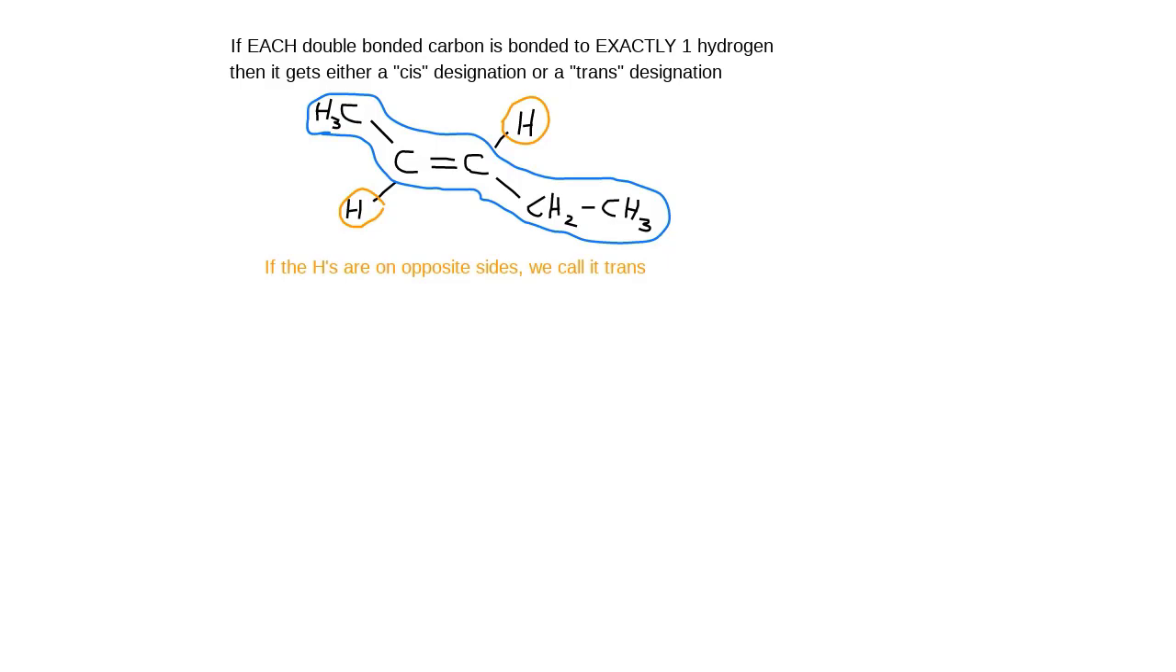So this molecule up here would be referred to as trans-2-pentene. It's pentene because it's 5 carbons. I have 1, 2, 3, 4, and 5. I start numbering from the side closest to the double bond, and the double bond is between carbons 2 and 3, so I'll say this is trans-2-pentene.